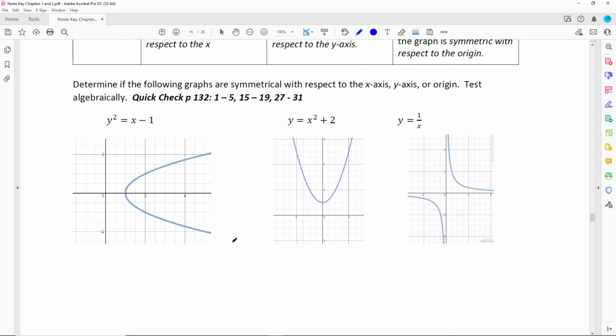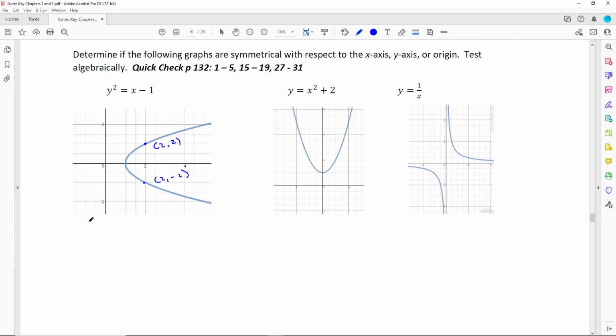So let's look at what that would look like. This first one, you can see visually that this has x-axis symmetry, right? You've got a point up here at (2, 2), and you get a point down here at (2, -2). So visually, from a point, I can see it. But now I want to test algebraically.